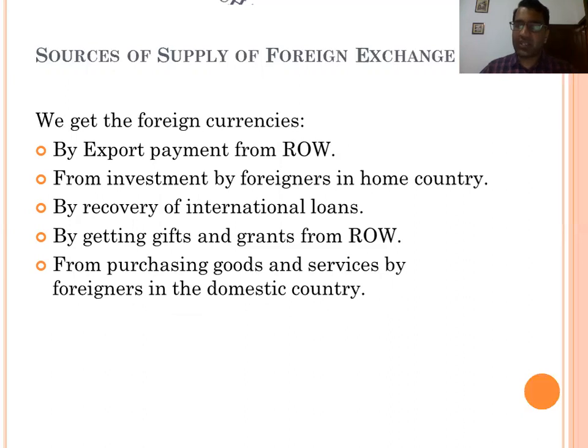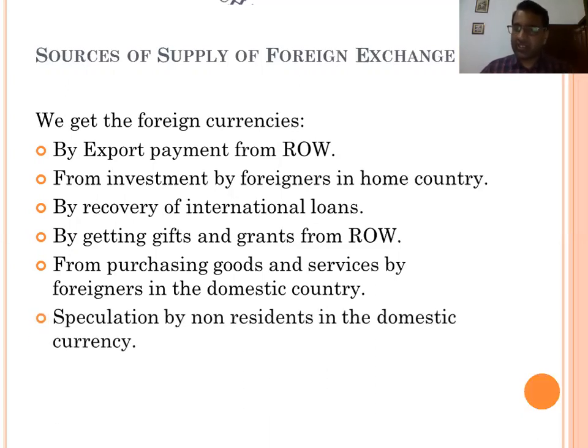From purchasing goods and services by foreigners in the domestic country: if foreigners purchase goods and services in our country, then they will first exchange the currency and then purchase. So in this way, they will purchase in foreign exchange. And speculation by non-residents in the domestic currency. If they want to speculate in our country, then they supply foreign exchange, because they speculate in our currency. They will purchase our currency and then speculate. So they will purchase with foreign exchange. In this way, they supply the foreign exchange.